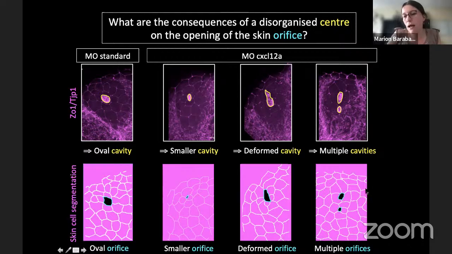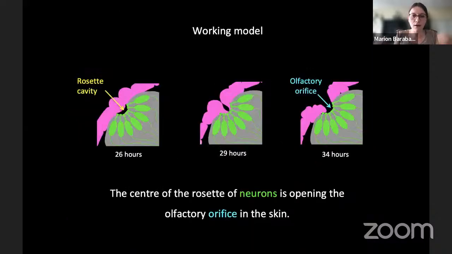And furthermore, this example of multiple cavities related with multiple orifices was evidence of the necessity of the presence of neurons to open the orifice. So altogether, we think that the center of the rosette of neurons is opening the olfactory orifice within the skin. So in order to go further, we want to decipher the role of mechanical tension in our system.